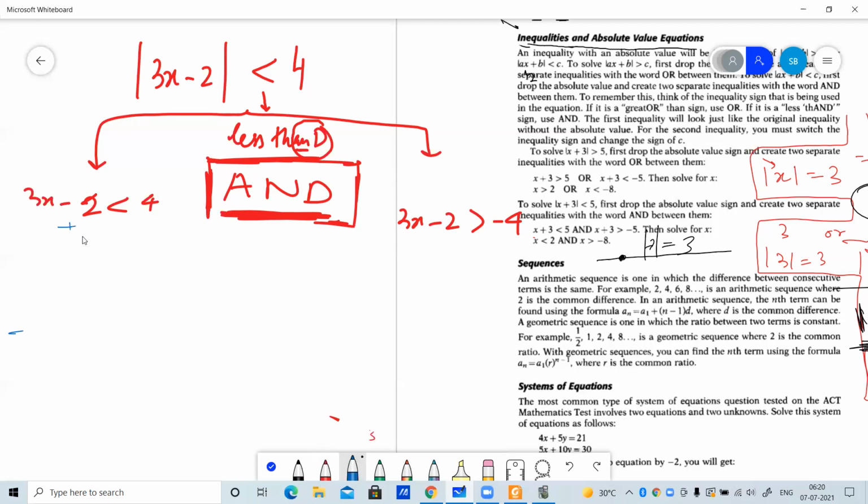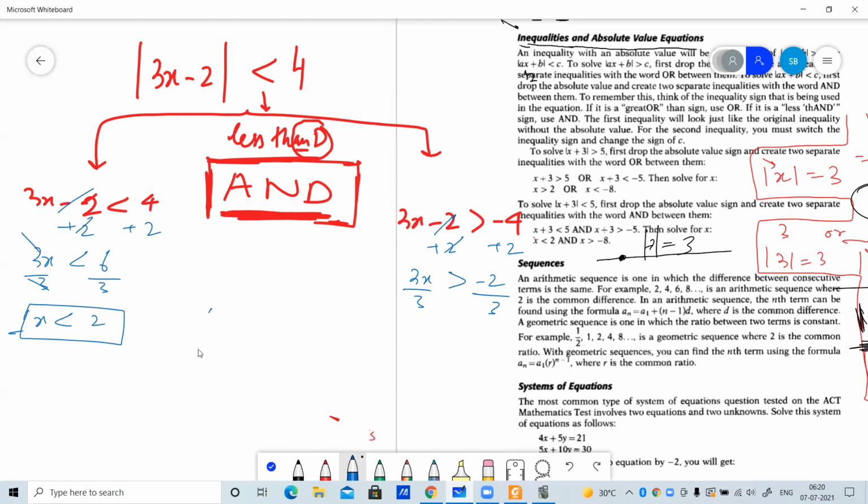Add 2. So 3x is less than 6. Correct. And on the other side, 3x is greater than -2. Correct. And then divide by 3, which is x is less than 2. And on the other side, that cannot be divided evenly, right? Yeah, but it'll be x is greater than -2/3.